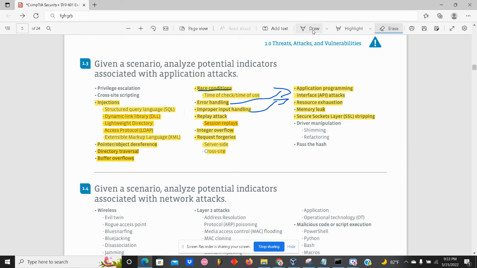Driver manipulation. So you manipulate drivers. Shimming is making that driver run on older legacy systems. It's trying to put a bridge between older operating systems and newer operating systems. This could be used for downgrade attacks. Refactoring is editing and modifying the source code for other reasons. That's pretty much all it means. Pass the hash is essentially a session replay where they try and take the hash and use it for later.